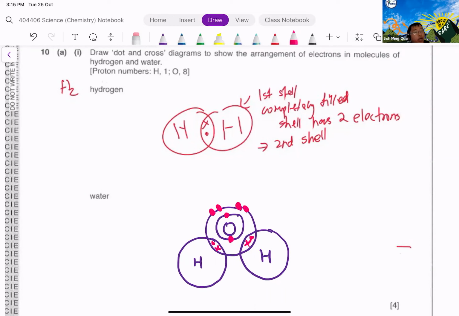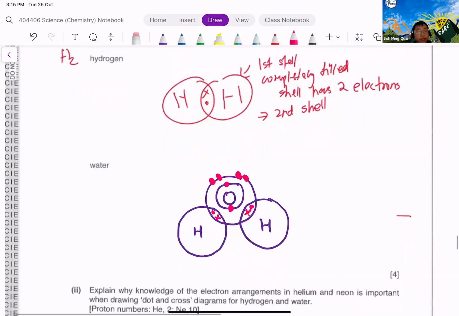Okay, so make sure you draw all the electrons, including the inner shell. All right, so it's 2 marks for each dot and cross diagram. Make sure you draw all the electrons, okay? Because the question didn't say outer shell only.